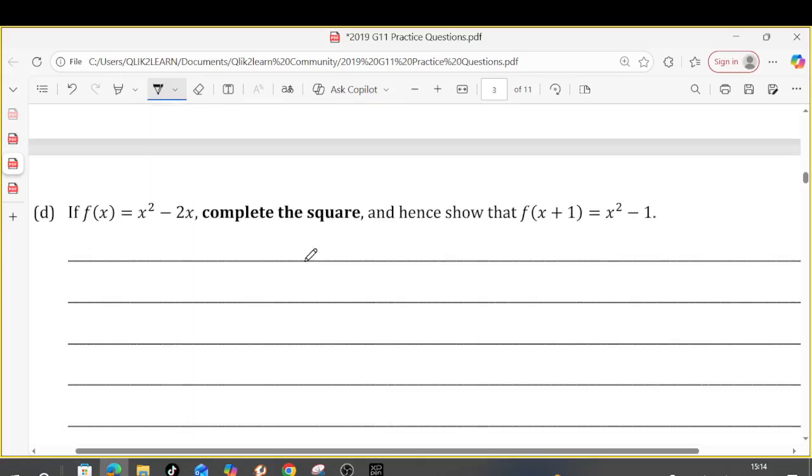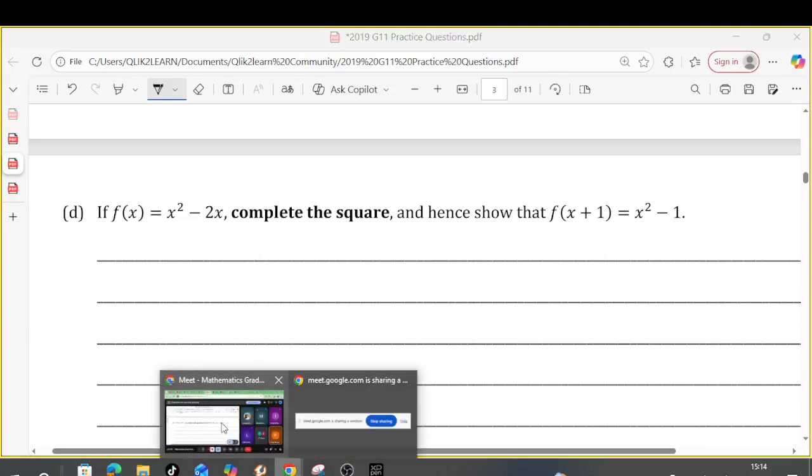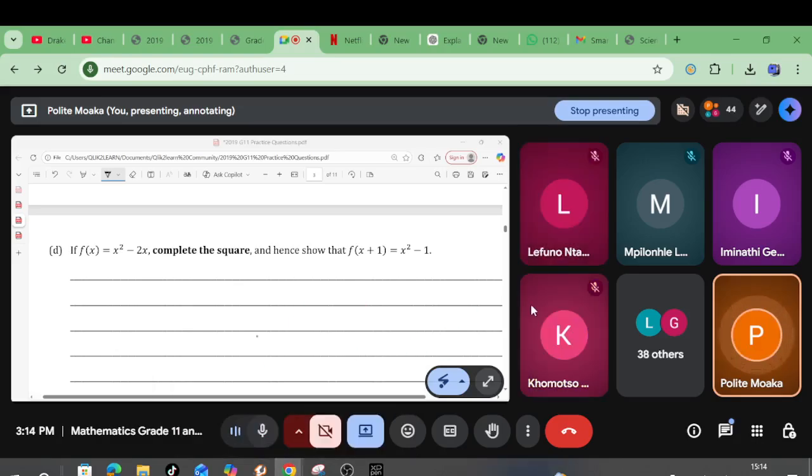I guess everything is in order. Look at this question. You see why I like to work with IEB question papers? Because if you are doing CAPS and you master this IEB question paper, trust me, you're going to be the best when you write your CAPS question paper. Look at this question. The creativity in the question. Very creative.